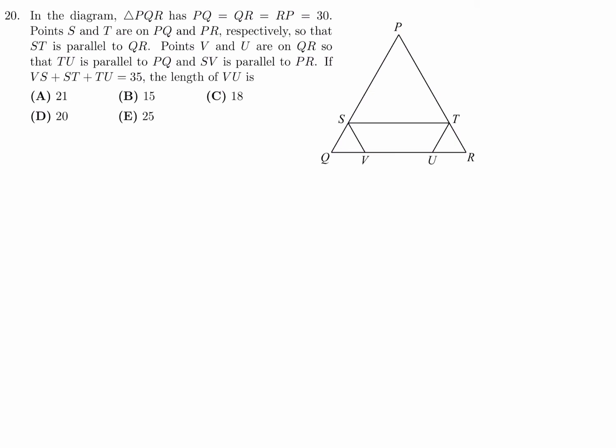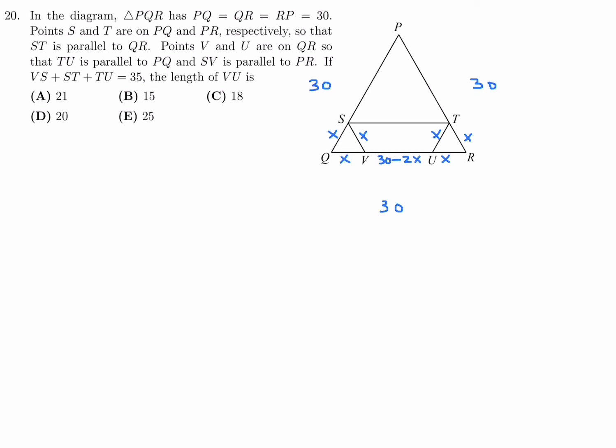They told me that the big triangle is equilateral, right? PQ equals QR equals RP. So that means if all of these are the same, then those little guys are also equilateral, these two, since they're similar. So I'll just call those sides x, like that. And therefore, the distance from V to U would be 30 minus 2x.